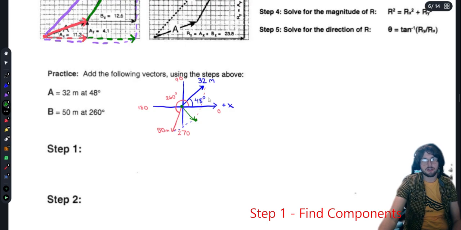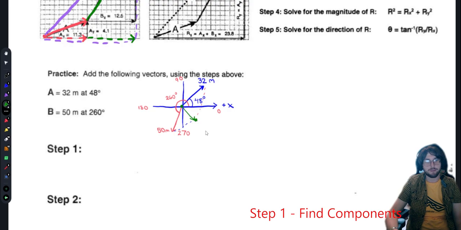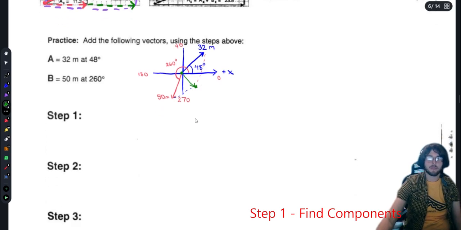And remember, you're always able to do this. It really helps with checking your work. Kind of a sanity check of sorts. Okay, so step one.